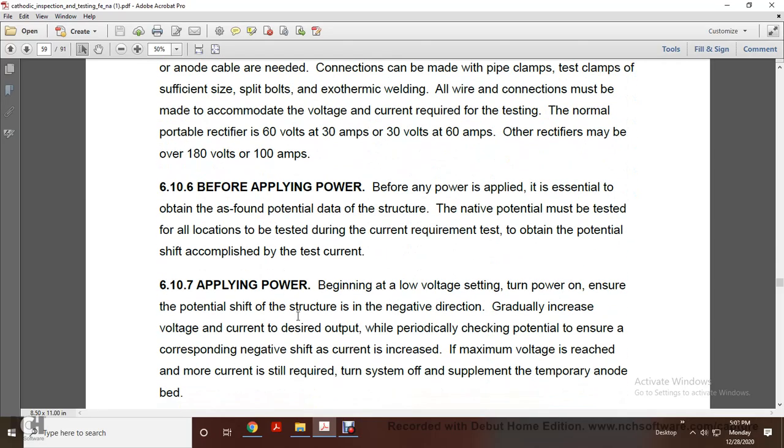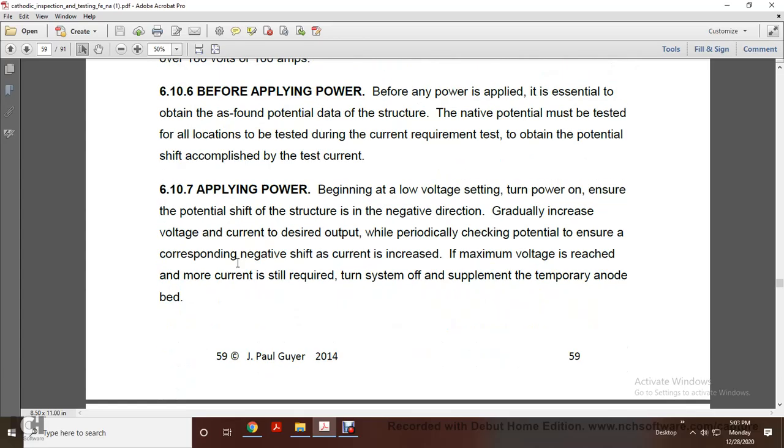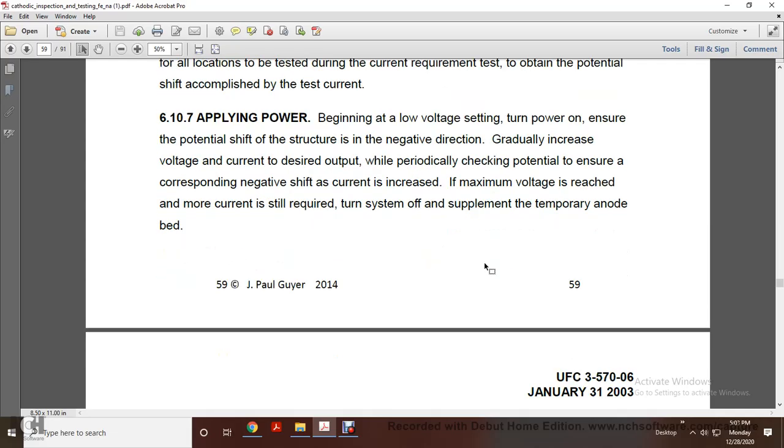610.6. Before any power is applied, the native potential of the structure must be obtained and tested for all locations. These are tested during the current requirement testing, and the potential shift accomplished by the test current is obtained. 610.7. Applying power, begin at a low voltage setting, ensuring the potential shift of the structure is in the negative direction. Generally increase the voltage and current as desired, periodically checking the potential to ensure a corresponding negative shift. If the maximum voltage is reached and more current is still required, turn the system off and supplement the temporary anode bed.